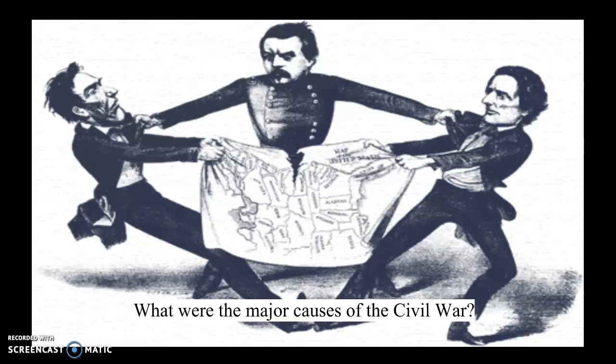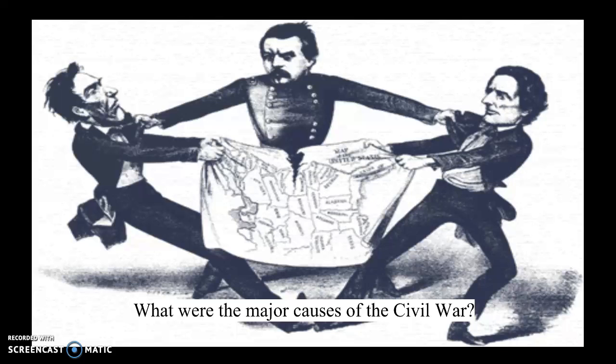The top 5 major causes of the Civil War include economic and social differences between the North and South. An example of this would be Eli Whitney's cotton gin, which made the South a one-crop economy depending on cotton and slavery.